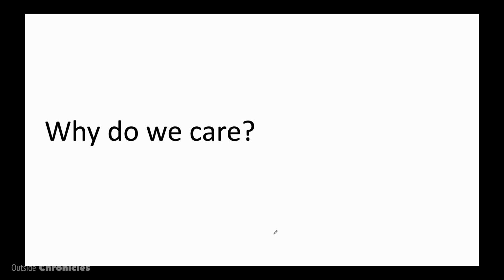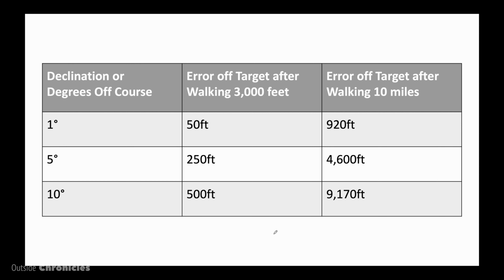So why do we care about declination? Well, it depends on how far we're going to travel and how we're using our compass. If we're off by just 1 degree and we walk 3,000 feet, we're going to actually be off by 50 feet. Now, multiply that out. Let's say that we are off by 10 degrees. So after walking 3,000 feet, I'm going to be off 500 feet if I don't set my declination. I'll be off almost 2 miles after walking 10 miles. So it can add up really quickly, and set you off course very, very quickly. So it's important to set your declination.